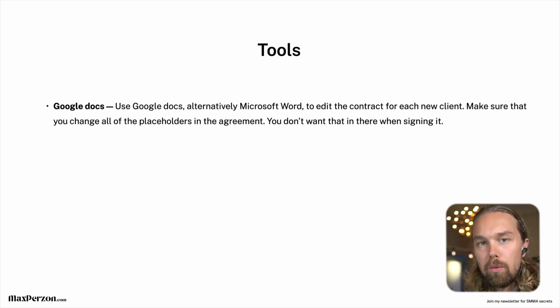So every single time you get a new client, change out the fields like their business name, their logo, and so forth. And I would actually recommend that you download the template I've given you, make the adjustments that you're going to keep the same for each and every new client, and then you have your own template that you can copy and paste for your new clients. Make sure that you change all of the placeholders in the agreement. You don't want the placeholders there when you sign it, right? So make sure that you read it again and change everything accordingly to your business.